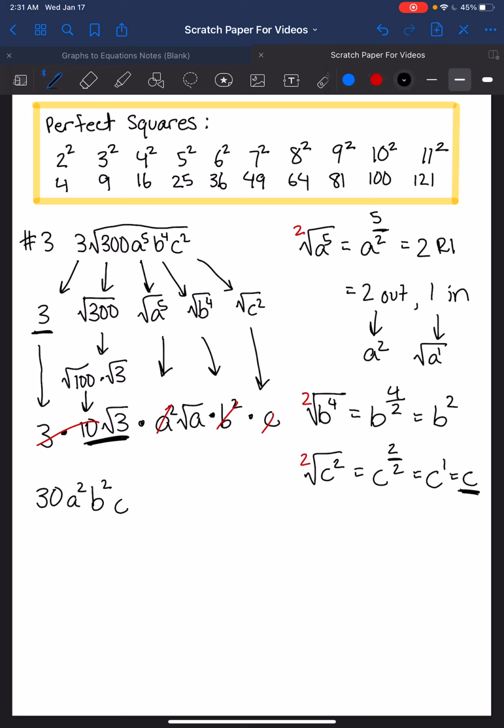And if you need to, you can always mark these off as you go so you don't forget anything. All right, what we have left? Square root of 3, square root of a. You can multiply these together. They will now be together under that square root. 3 has to come first because it's numbers before letters, so 3a. And that is our final answer.